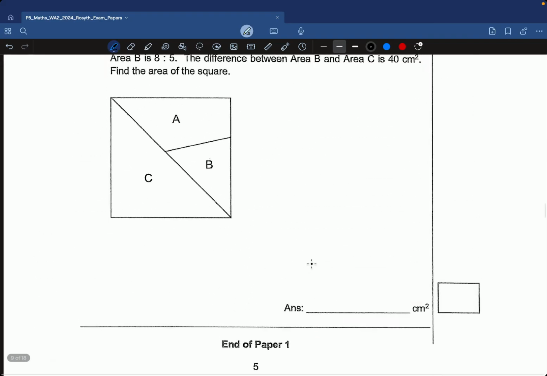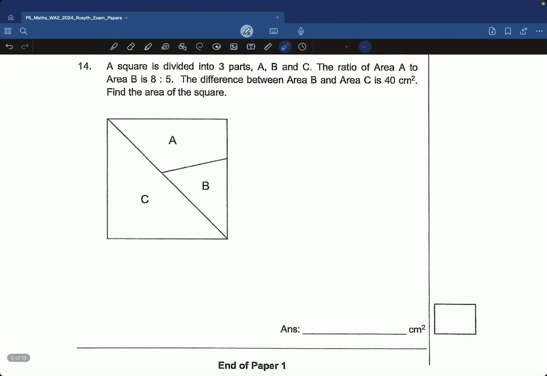All right, let's move on to the next question, question 14. So a square is divided in three parts, A, B, C. The ratio of area A and area B is 8 to 5. The difference between area B and area C is 40 centimeters square. Find the area of the square itself. Okay, so we know the area A and area B is 8 is to 5. So 8 is to 5 in a way units, right? And then we know that the difference between area B and C is 40 centimeters. So if we subtract these, we will get 40 centimeters.